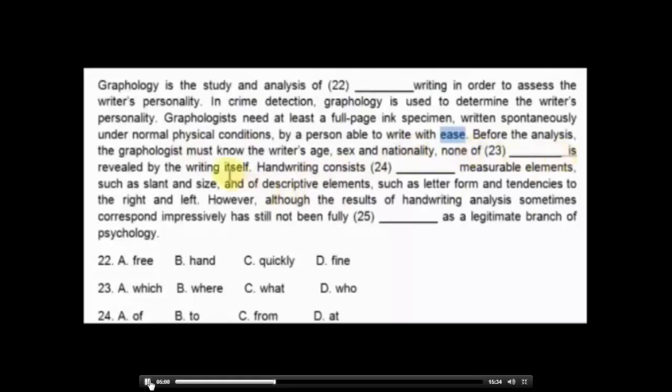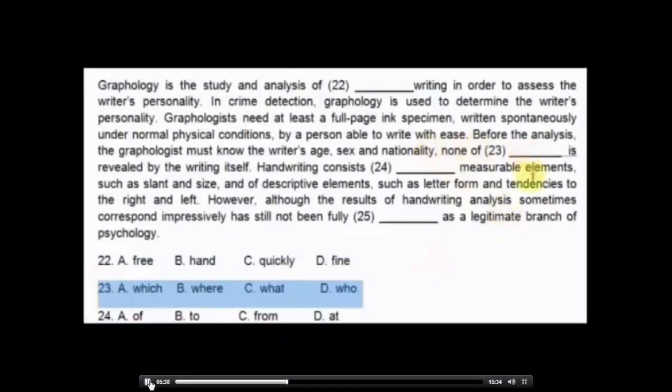None of blank is revealed by the writing itself. Okay, let's see. None of which, none of where, none of what, none of who. So here we have 4 WH words. Remember, in English, they tell you who, when, what, or where. Those are the questions we ask. Who, quién, what, qué, where, dónde, y which, cuál. If you know the meaning of these words, it's pretty easy, right? The answer is pretty obvious.